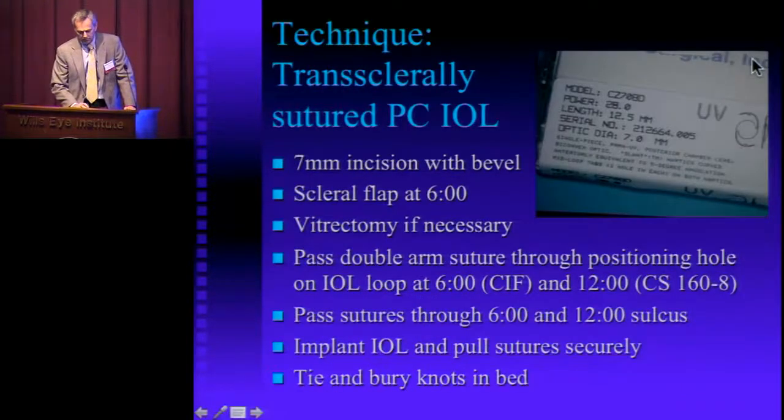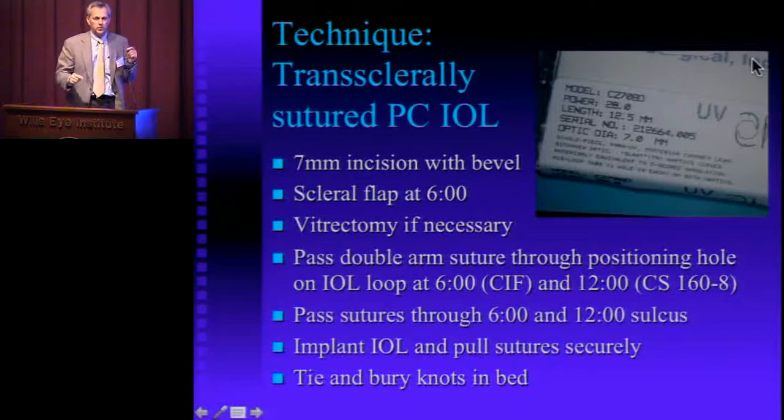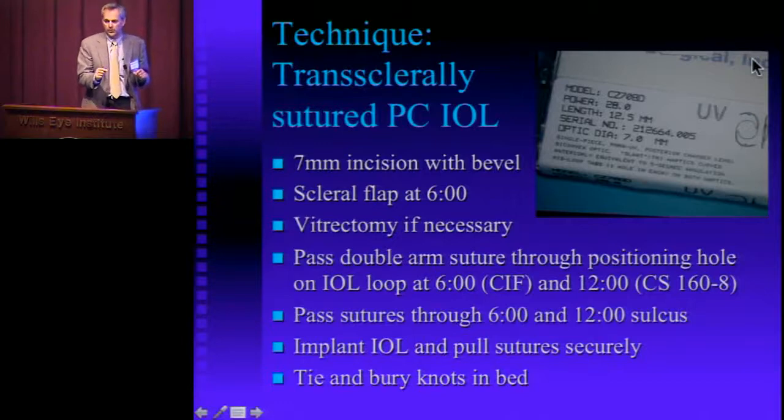That doesn't work. And I'll show you why in the next slide. But you want to use a lens that has a loop at the end, and using a double-arm needle gives you a chance to pass one needle through and then the second needle through, and you can kind of seesaw the suture to know that it's rotatable.